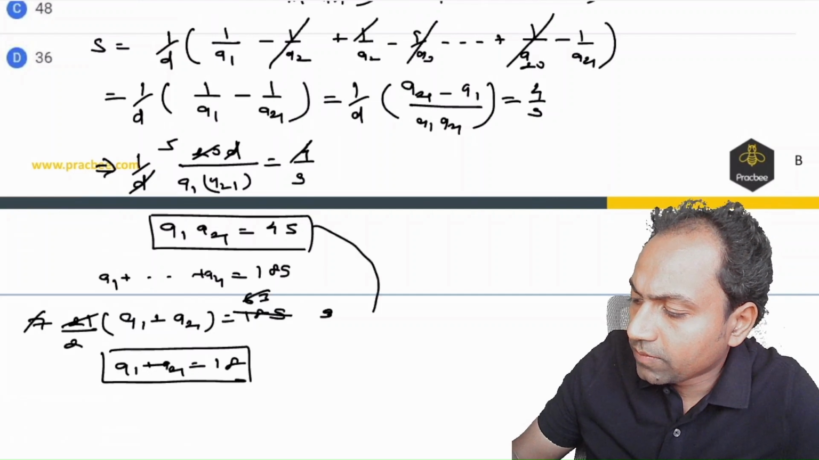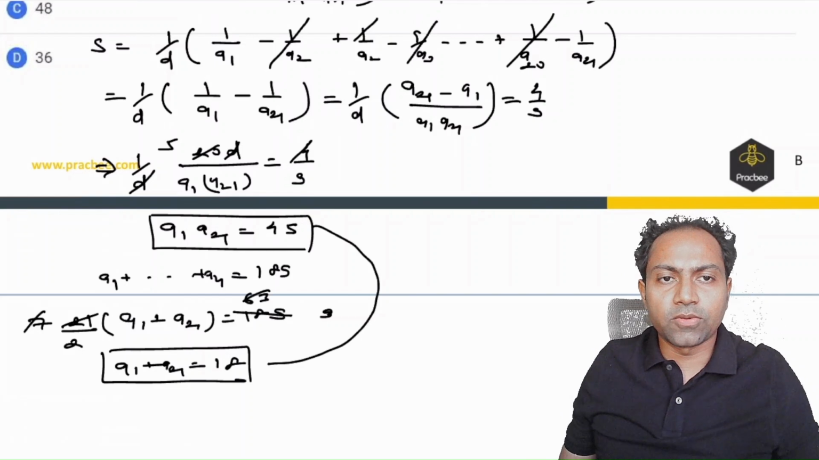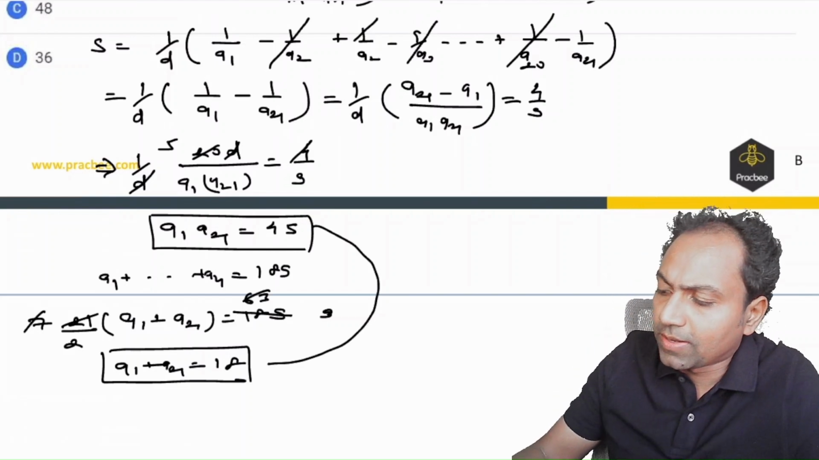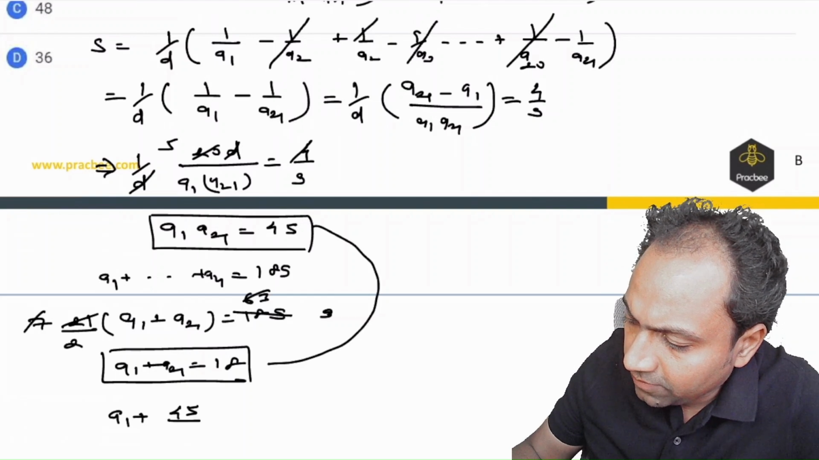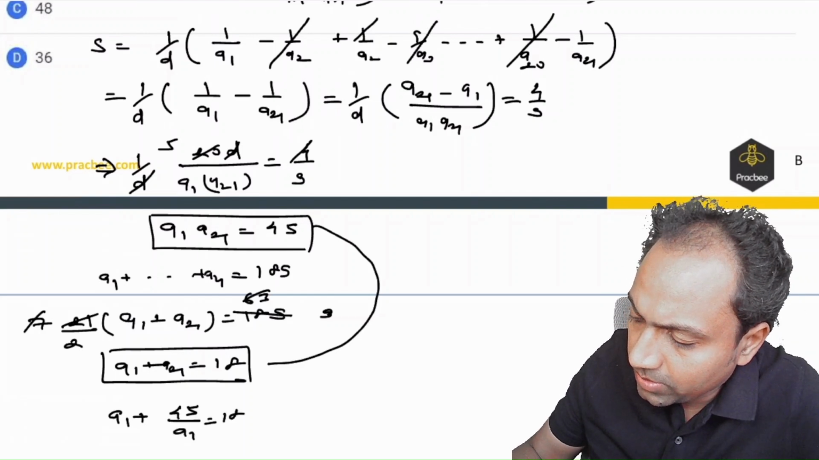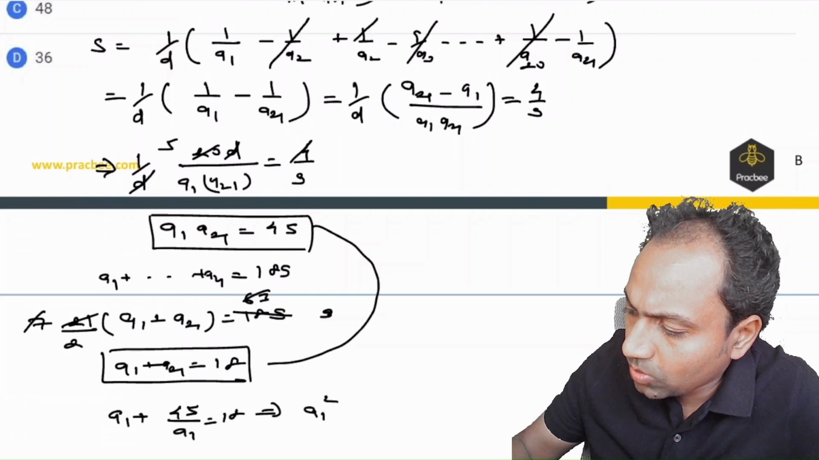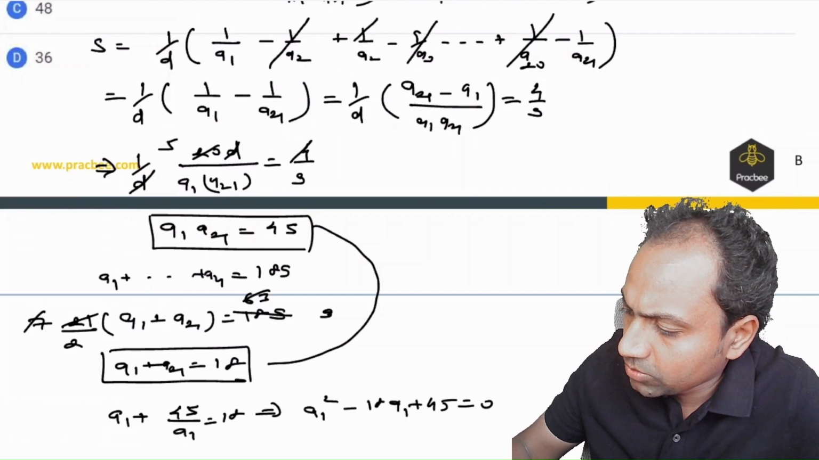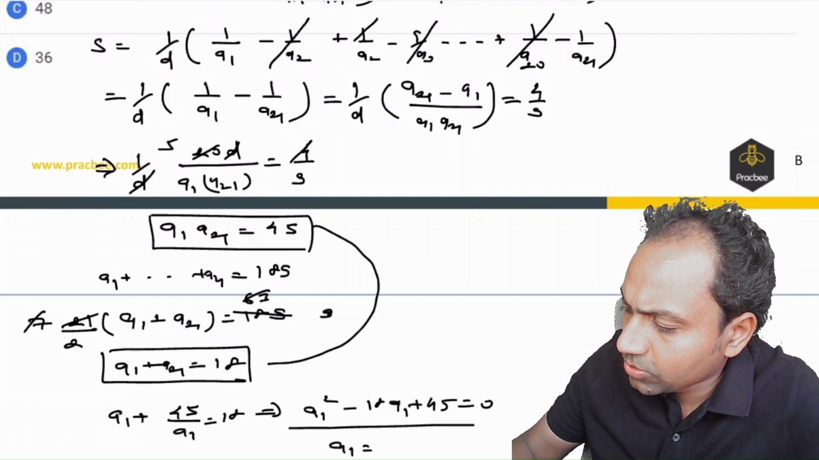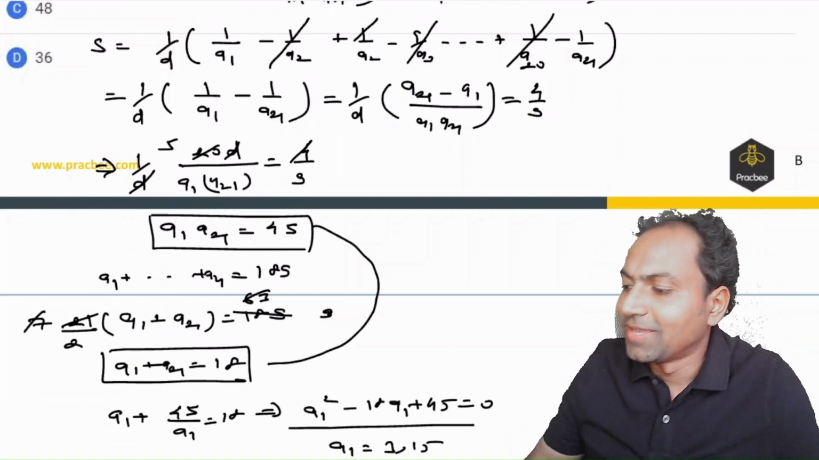Now the product of them is equal to 45, and the sum is equal to 18, so you can also guess, but if you are finding it difficult to guess, you can substitute the value of a1. So a1 plus 45 by a1 is equal to 18. If you simplify this, this becomes a quadratic: a1 square minus 18 a1 plus 45 equal to 0. And if you solve this quadratic, you get two values of a1, 3 and 15. We can consider any value. It will not make much of a difference.